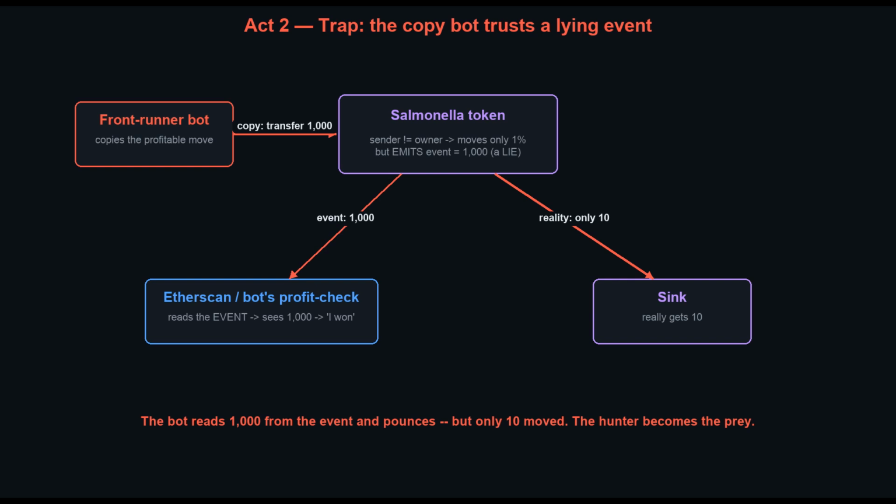Act 2, the trap on the diagram. A generalized frontrunner sees a profitable looking Salmonella move in the mempool and blindly copies it, moving 1,000 tokens, expecting to profit. But the frontrunner is not the owner, so under the hood, only 1%, 10 tokens actually moves, while the token still emits a transfer event for the full 1,000. The bot's own profit check reads that event, sees 1,000 and thinks it won. In reality, it committed gas and capital and got 10 tokens. The hunter just became the prey.